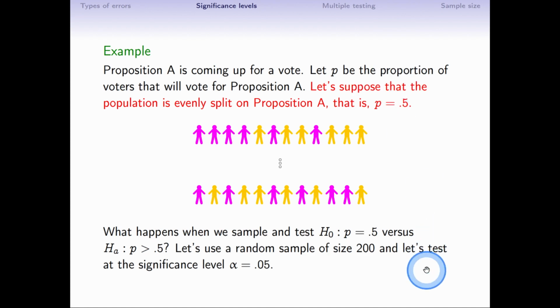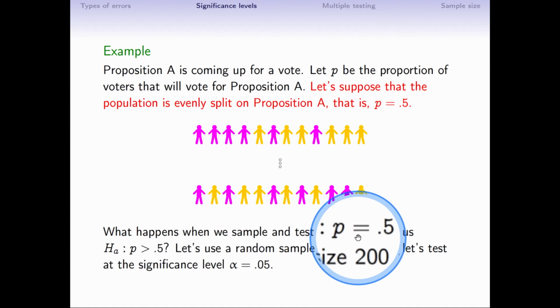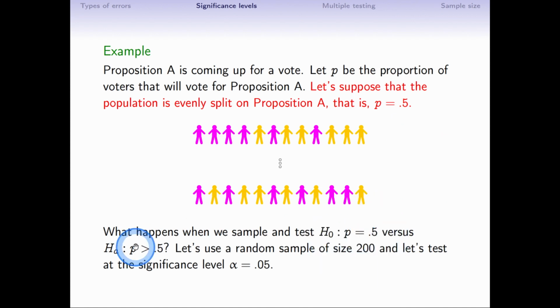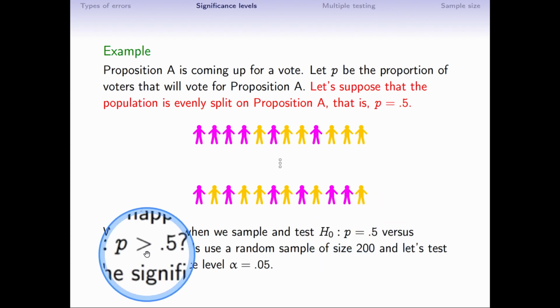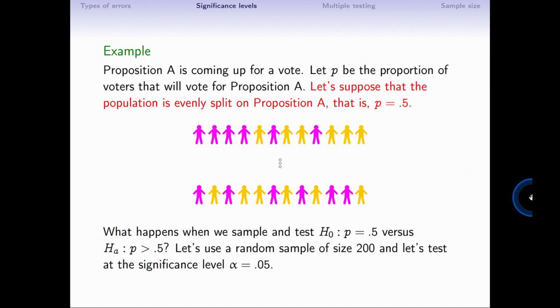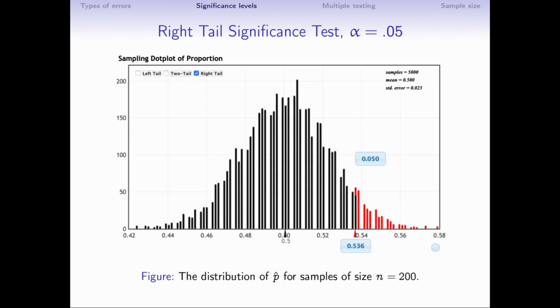What happens when we sample and test? The null hypothesis is that P is equal to 0.5 versus the alternative hypothesis that P is greater than 0.5. So let's use a random sample of size 200 and let's test at the significance level alpha equals 0.05. So here is the picture of the sampling distribution for P hat.